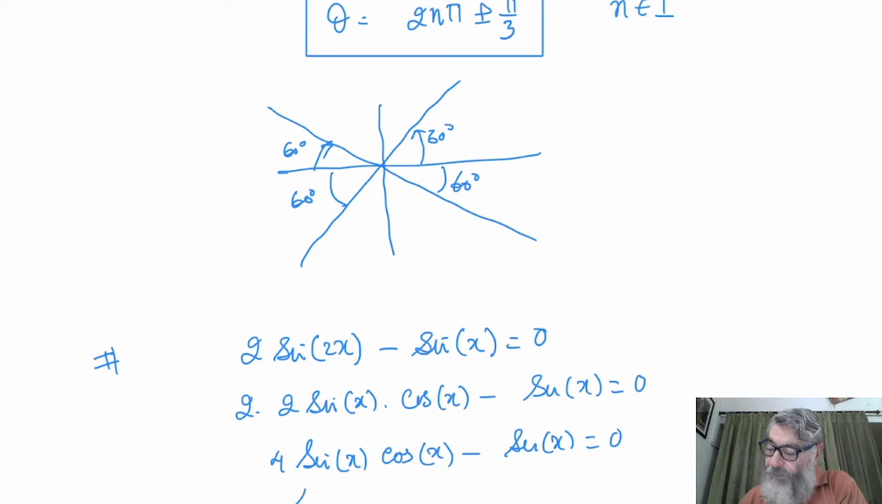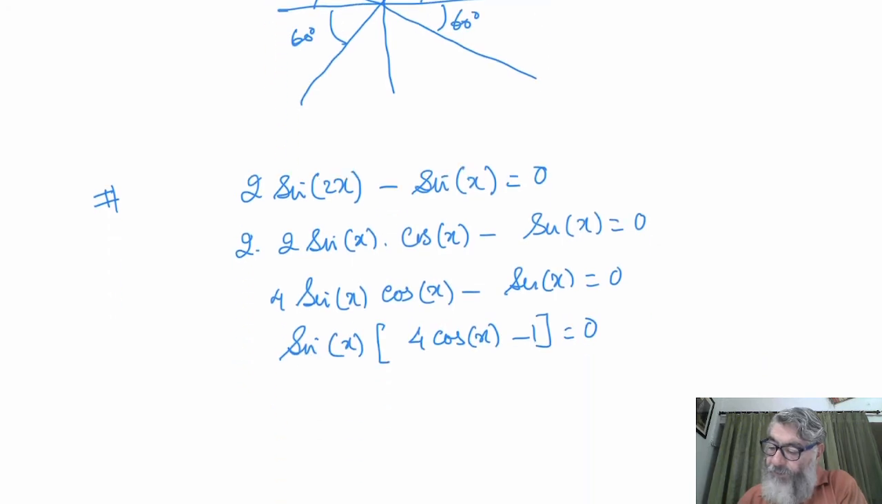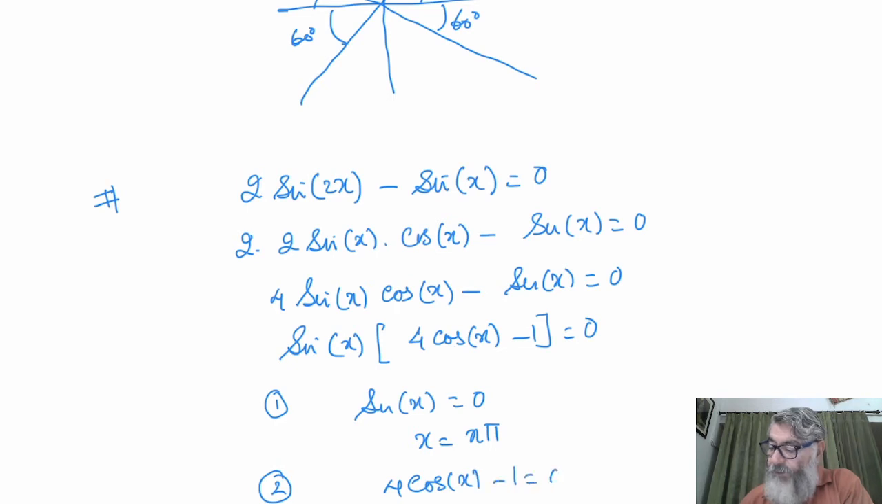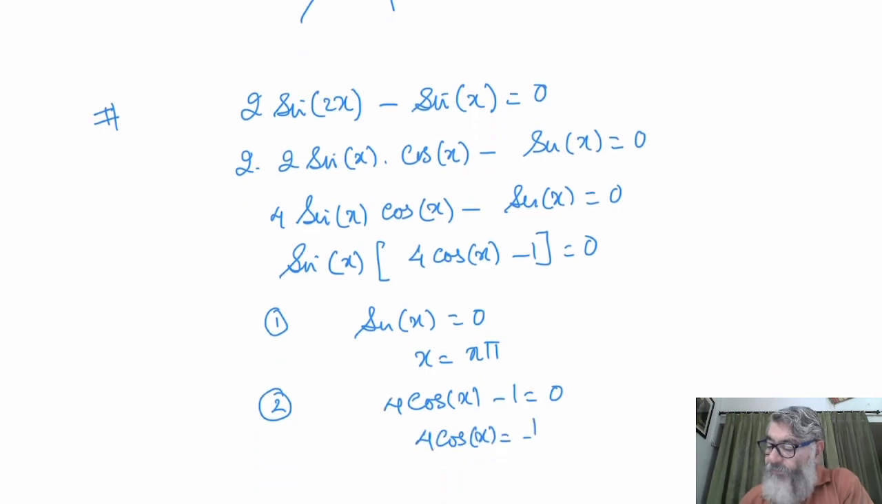Okay, now let's take sin x common. If we take sin x common, we'll get 4 cos x minus 1 is equal to 0. So number 1, sin x is 0. That means x is equal to n pi. This is a special case. Because sin x is 0, x will be n pi. Now 4 cos x minus 1 is equal to 0. That means 4 cos x is equal to 1, or cos x will be 1 upon 4.